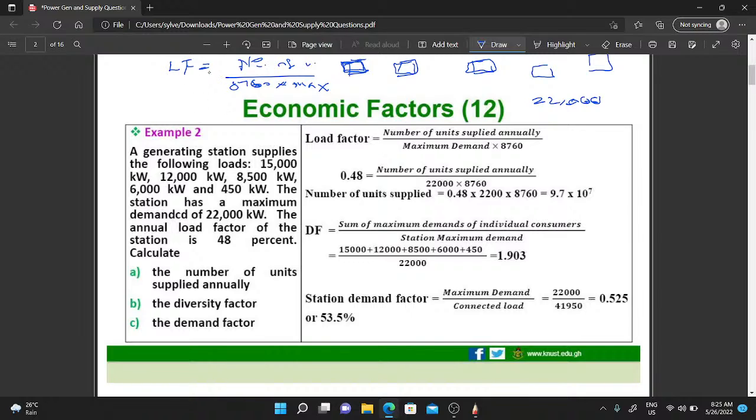The next is to find the demand factor. The demand factor is the reciprocal or the inverse of the diversity factor. So it becomes the maximum demand over the connected load.